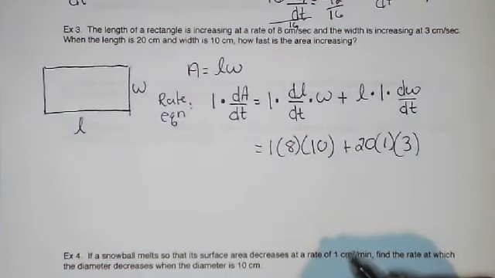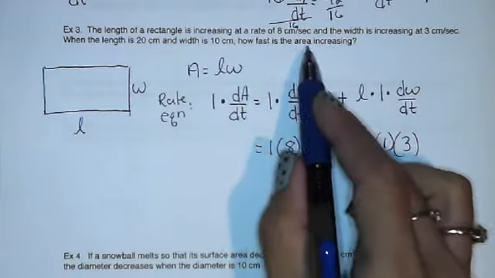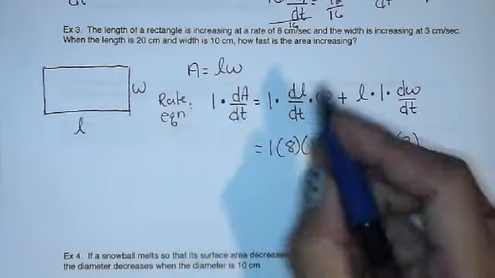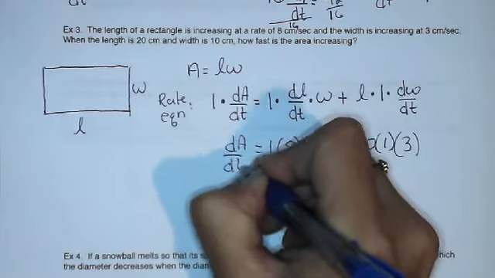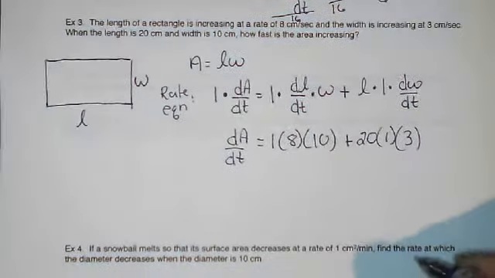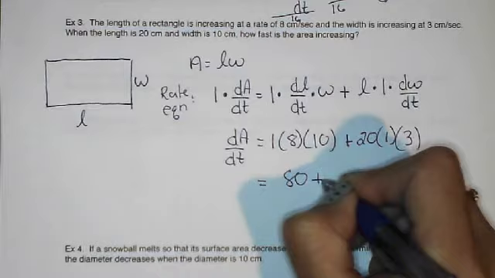So substituting there, carrying along the 1. And then the width is 10. W is 10. And then equals, we're looking for how fast is the area increasing. We're looking for dA/dt.